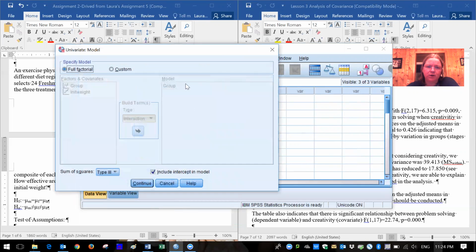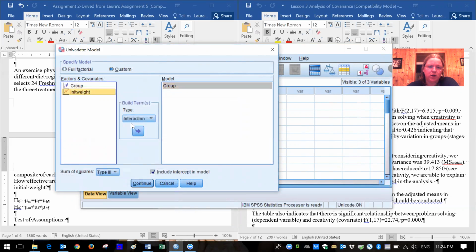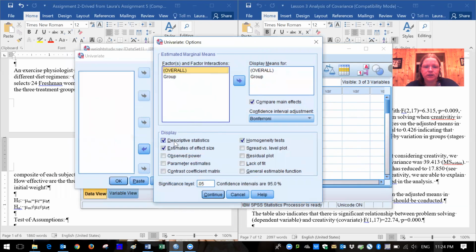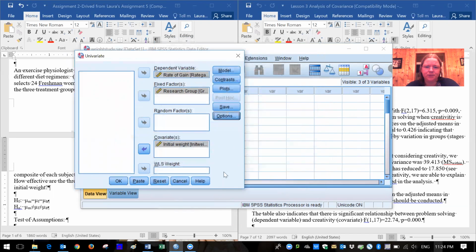And then you're going to click on Model and Custom, and then you're going to move Group over, which is already over. Going to move Initial Weight over, and then you're going to highlight both of these, Group and Initial Weight, and move both of them over, and click Continue. And once you have that all done, I like to check the box of descriptives, the estimates, and homogeneity of variance. These I was playing around, so I'm going to move those back and click Continue, and then click OK.